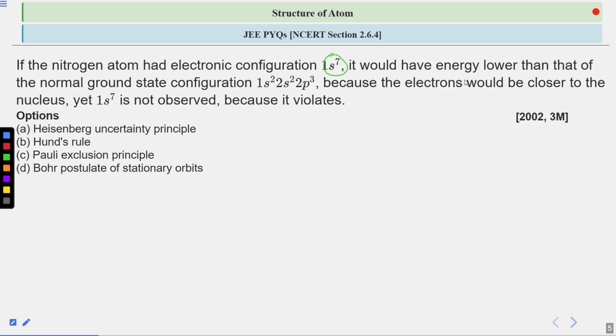So there are a set of rules given. The first is the Heisenberg uncertainty principle, which is option A. B, Hund's rule. C, Pauli's exclusion principle. And D, the Bohr postulate for the stationary orbits.